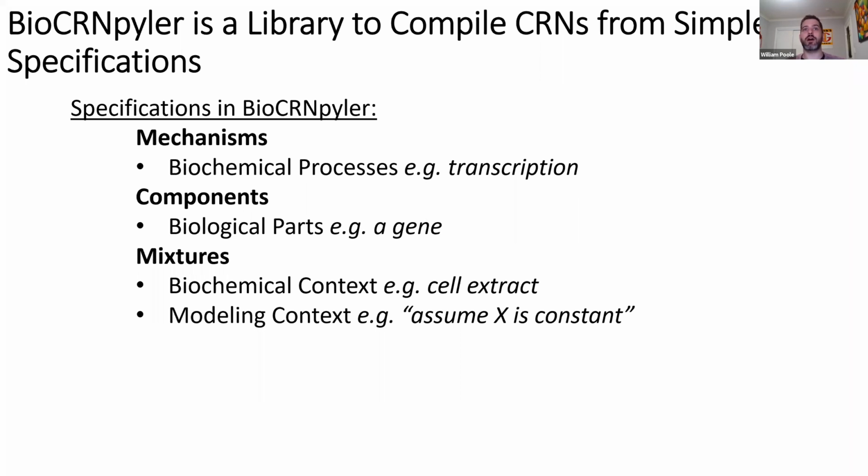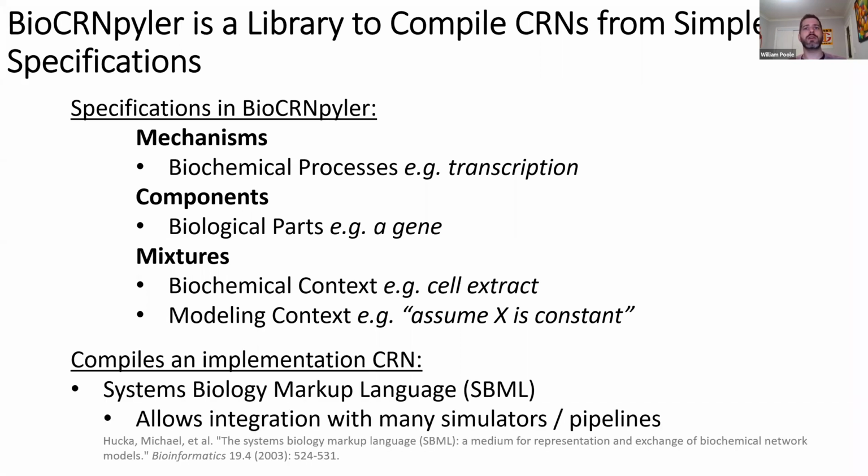And these could be something like a biochemical context, like cell extract, or it could also be a modeling context, like we're going to assume ribosomes are constant. And it combines these three things to get a chemical reaction network implementation, which is saved as Systems Biology Markup Language, which is a common way to represent chemical reaction networks that can be simulated with many different simulators. So the idea here is that Biocompiler should fit into your existing pipelines if you have them, or if you already have simulators you like using, you should just be able to use it on top of whatever you already do.